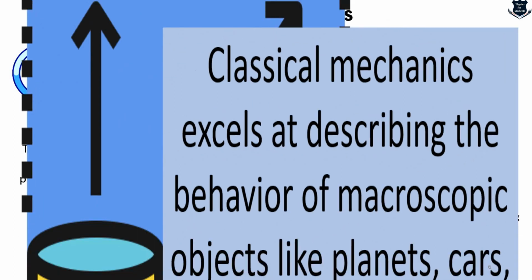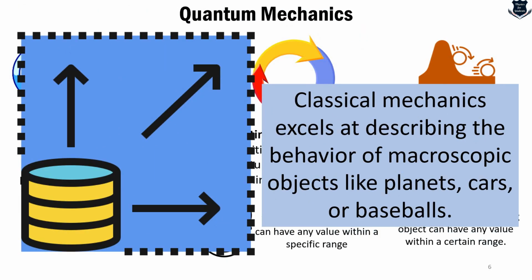And here comes the most important part: classical mechanics, or a classical system, excels at describing the behavior of macroscopic objects. That means those which are very big, like planets, cars, baseballs, or things which we actually see in our daily life. So this is what we call a classical system. Now hold on, I have already said that the classical system and the quantum system both borrow the same mathematical principles. I will come to that part later.